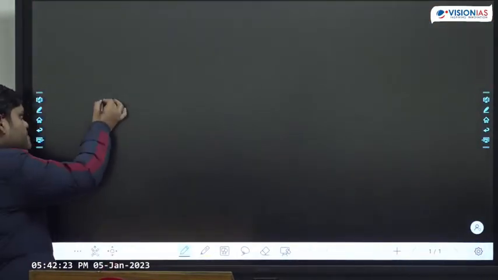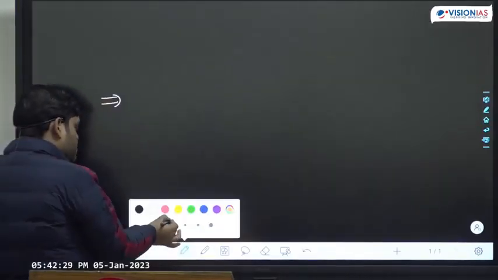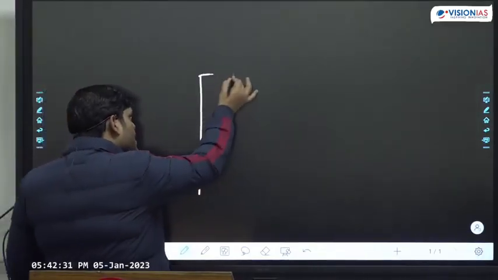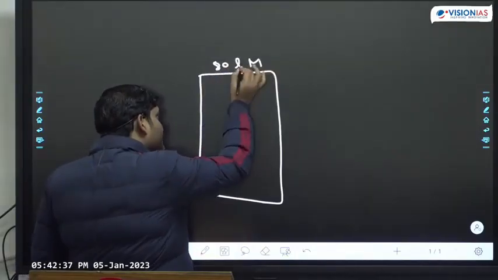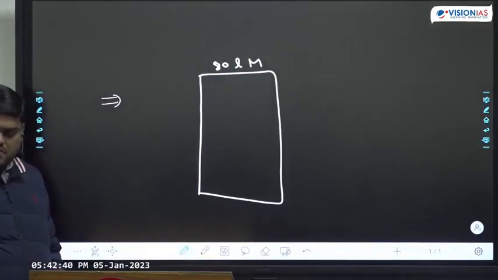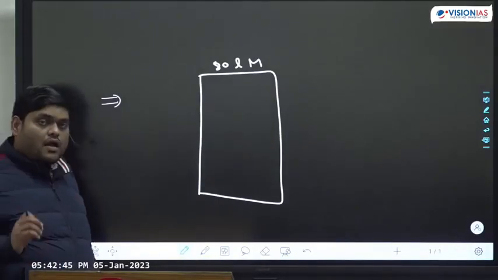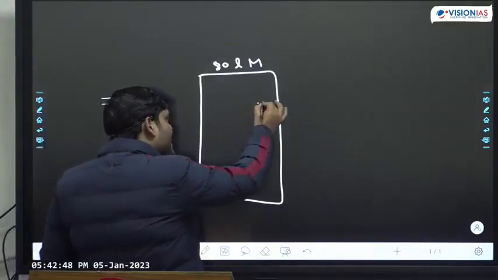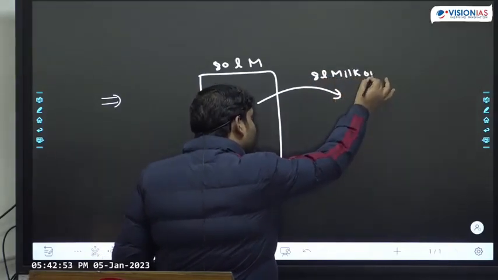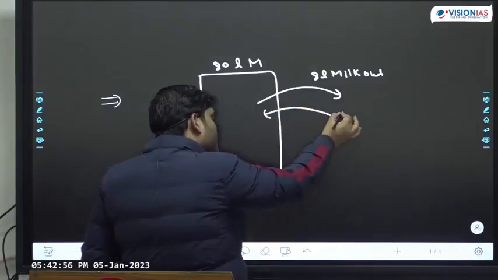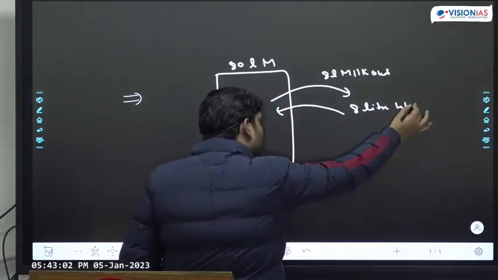Next concept is, suppose sometimes they will say, suppose 80 liter milk is there. What we are doing is taking 8 liter milk out and adding 8 liter water in it.